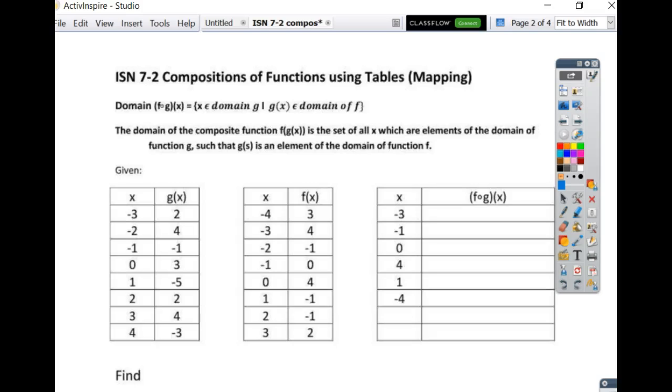Okay, so yesterday we started with function notation, all right? Everybody's got your phones up? Yes? All right.